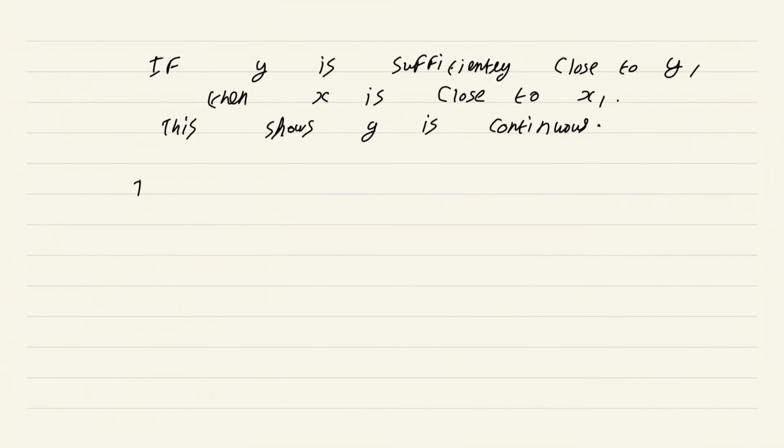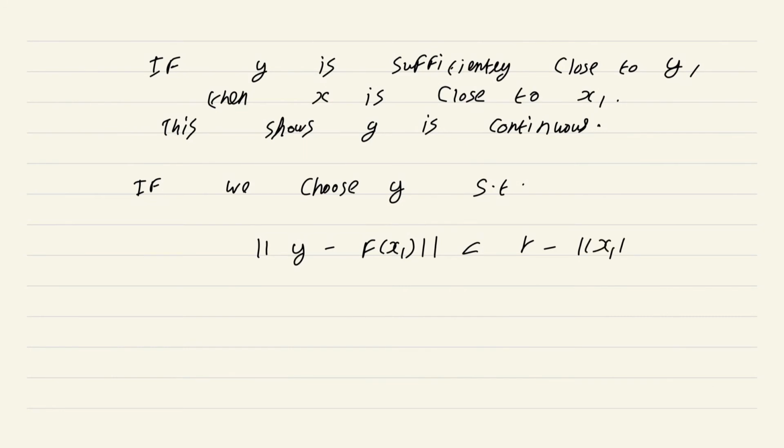Now if we choose y such that norm y minus fx1 is less than r minus norm x1 by 2. Suppose we choose y in such a way that y minus fx1 norm is less than r minus norm x1 by 2. Then what happens is norm x minus x1 will be less than r minus norm x1.